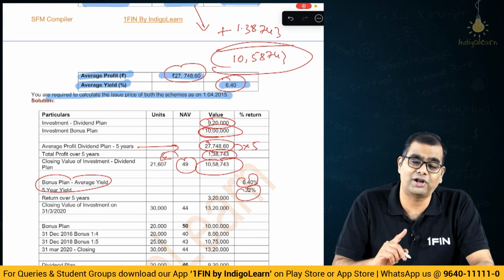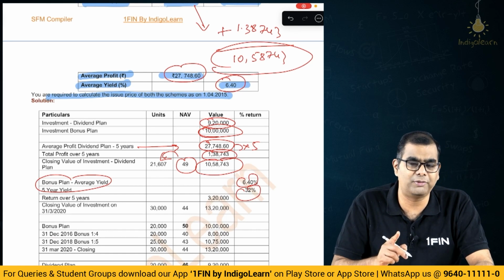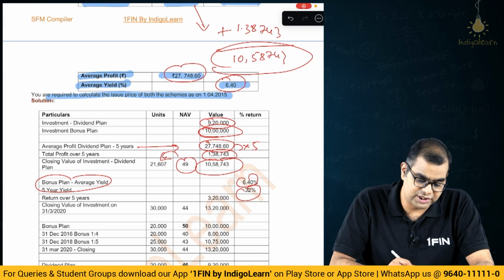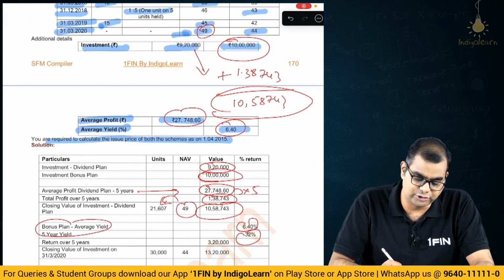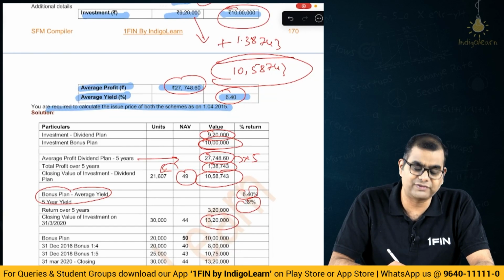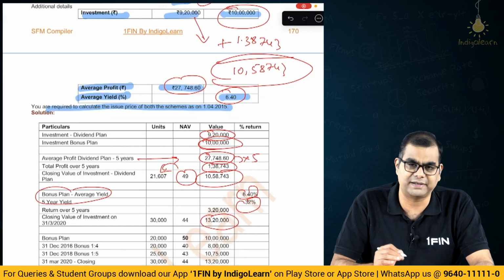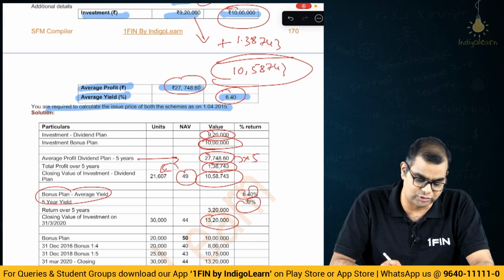32% is the overall yield over how much period? 5 years. So initially you invested how much? Initial investment was 10 lakhs. So on 10 lakhs you got 32%, which is basically the closing value of the investment is 13.2 lakhs. 10 plus 3.2 is basically 13.2 lakhs.